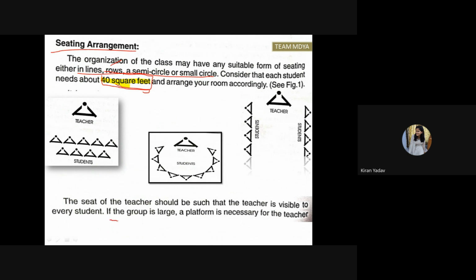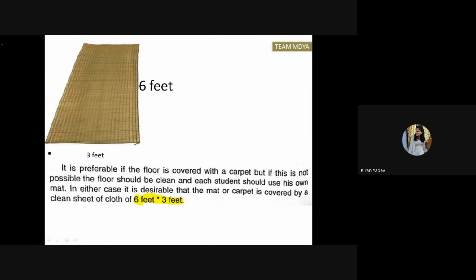The seat of the teacher should be such that the teacher is visible to every student. If the group is large, a platform is necessary for the teacher. And next, it is preferable if the floor is covered with a carpet, but if this is not possible, the floor should be clean and each student should use his own mat. In either case, it is desirable that the mat or carpet is covered by a clean sheet of cloth of 6 feet into 3 feet. The length should be 6 feet and breadth should be 3 feet.